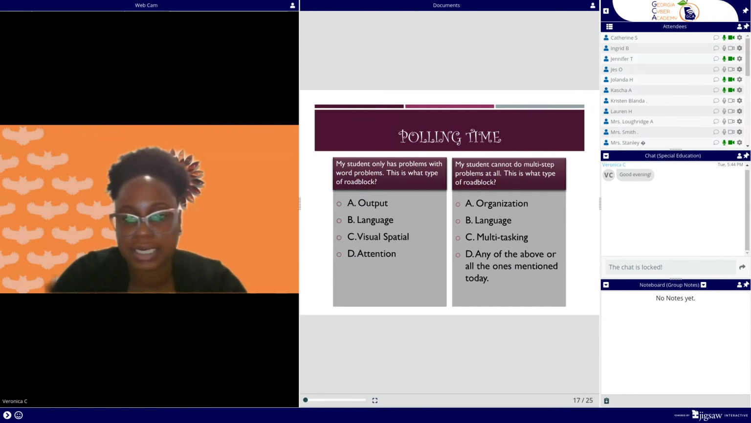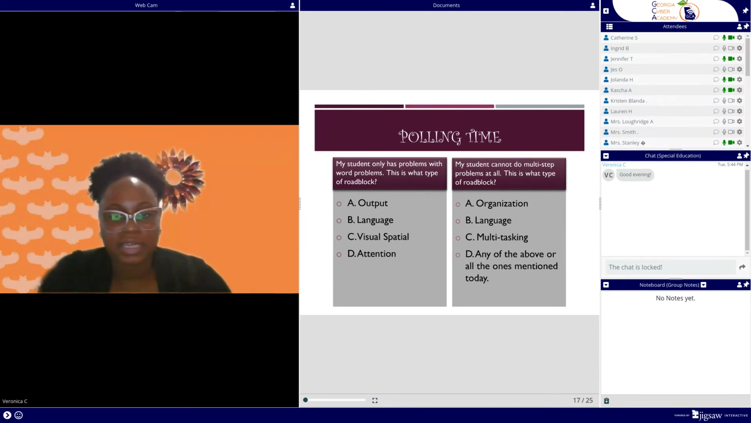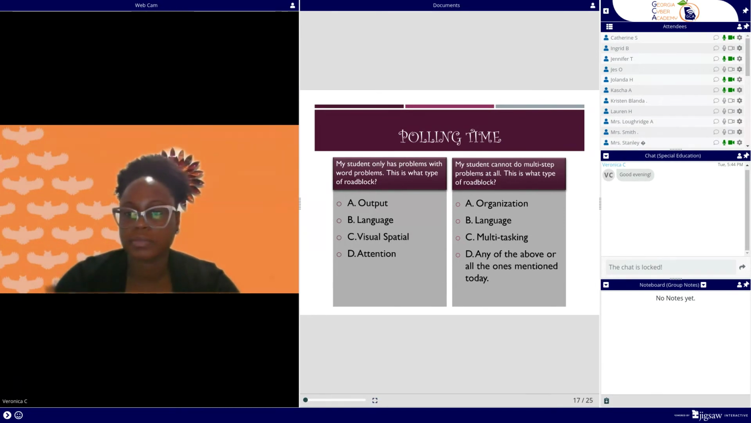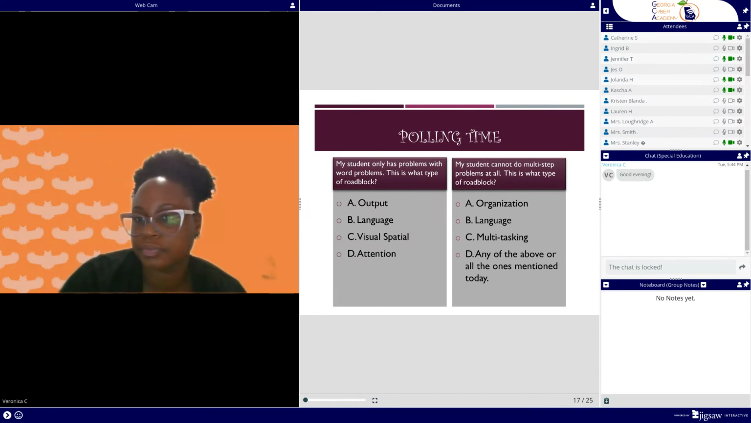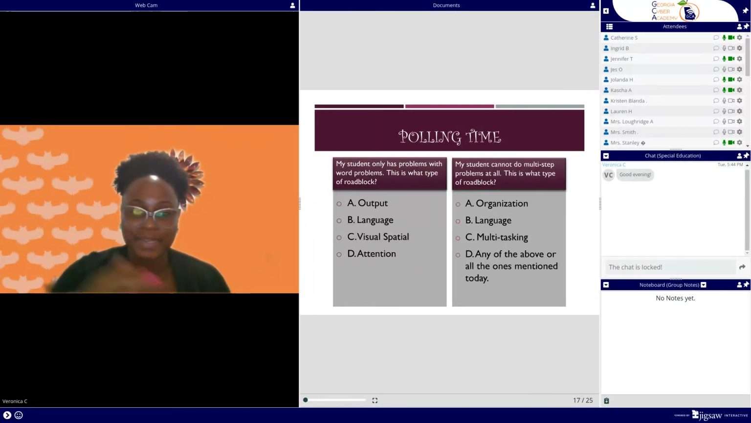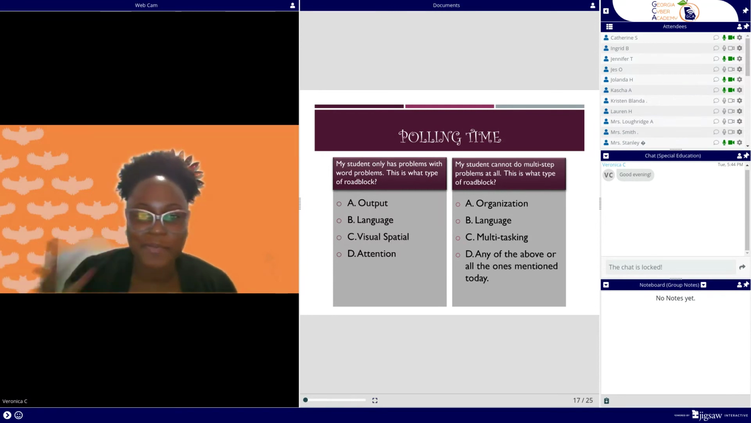So, polling time. My student only has problems with word problems. This is what type of roadblock? Are you guys able to type in the chat? No, we can't type in the chat. It's blocked. It's locked. Okay. So, whoever's speaking to me, what type of problem is this with word problems?